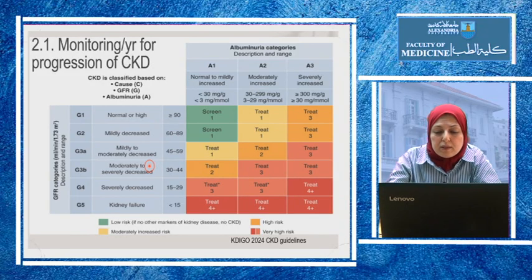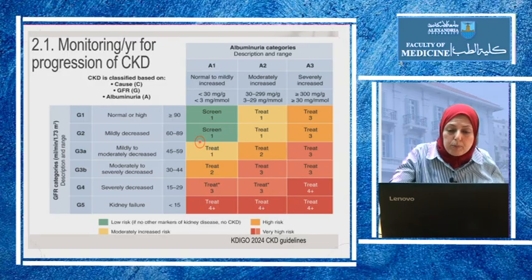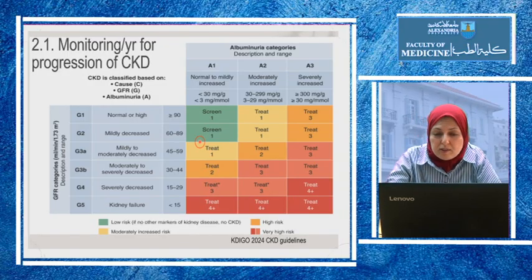This heat map can also be used to guide the frequency of monitoring of patients and in decision making. So patients with A1, or normal to mildly increased albuminuria, and GFR of G1 or G2 category, they are green because they have low risk. Their risk is equal to the general population, they don't need to take any treatment, and they can be screened once per year. While others, it is different.